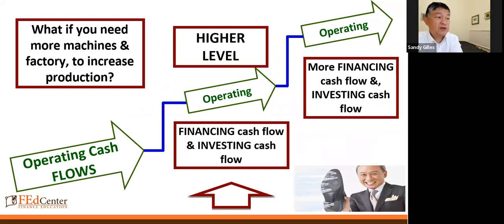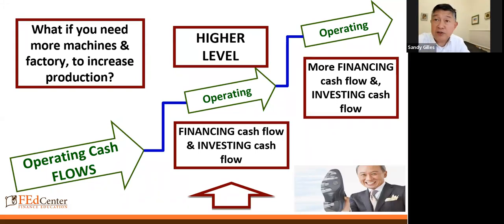What if you need more machines and factory to increase production? One way is to keep improving your operating cash flows, like buy more raw materials, produce more finished products, and then sell and collect, right? If you need to raise it to a higher level, like you need 2 factories, 3 factories, you'll need more financing cash flow. And when you raise the financing cash flow, invest it into the factory. So you have 2, 3, 4, 5, 6, 7 factories. That's how you have more financing cash flow and more investments.